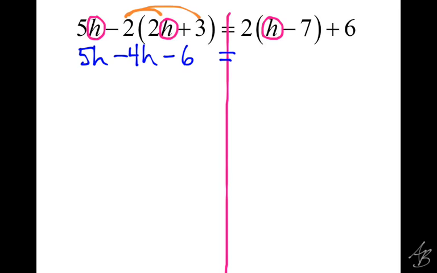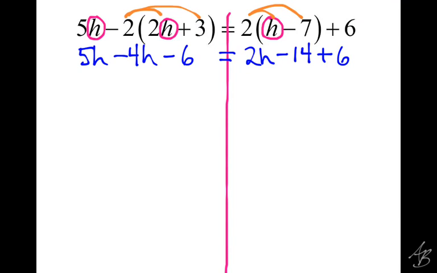On the other side, we can distribute the 2. 2 times h is 2h, and 2 times negative 7 is negative 14. And then the 6, we don't distribute to the 6 because that's not in the parentheses, right? So we'll just bring down the 6.